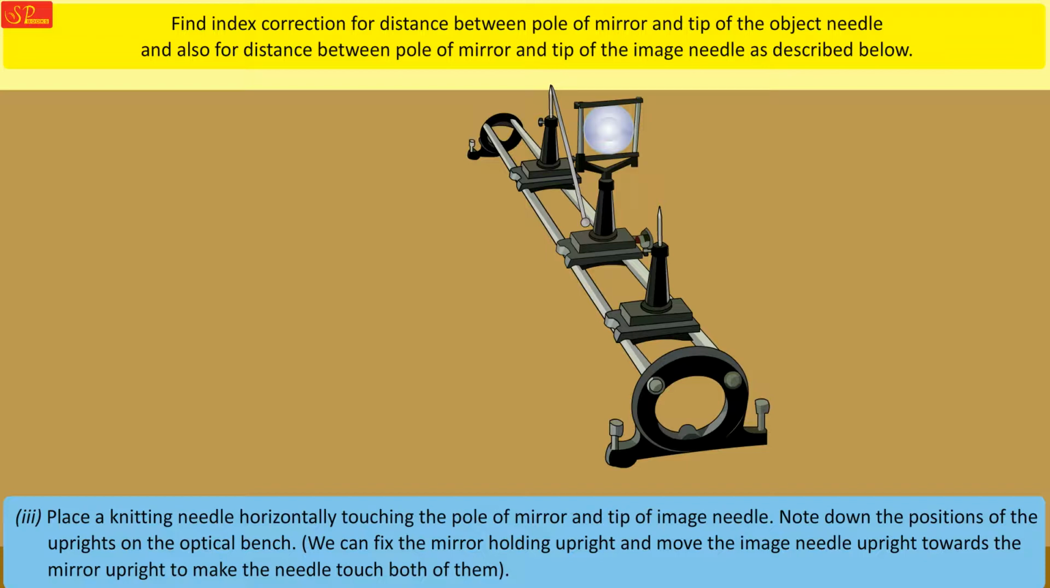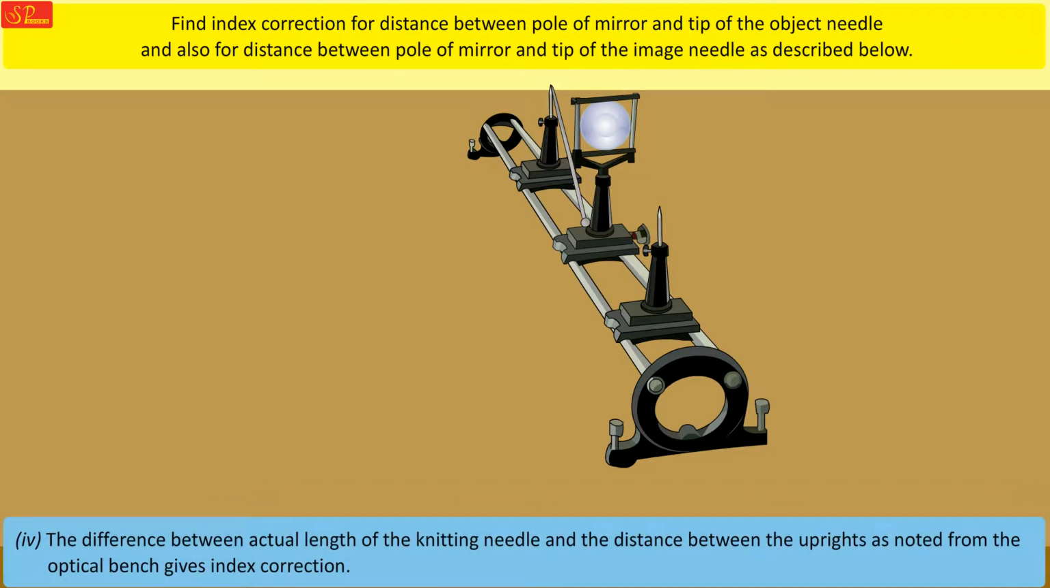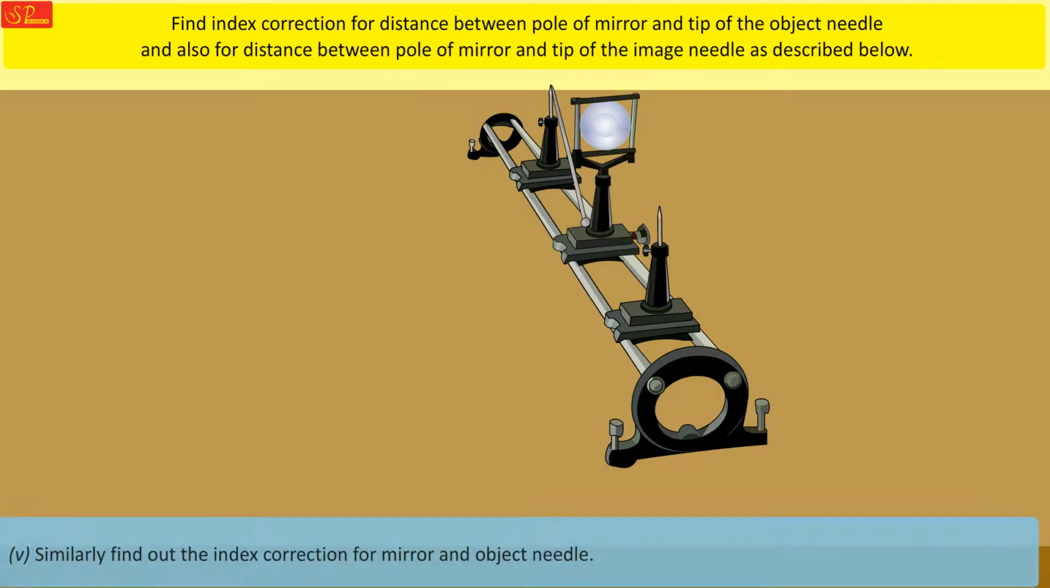We can fix the mirror holding upright and move the image needle upright towards the mirror upright to make the needle touch both of them. The difference between the actual length of the knitting needle and the distance between the uprights as noted from the optical bench gives the index correction. Similarly, find out the index correction for the mirror and object needle.